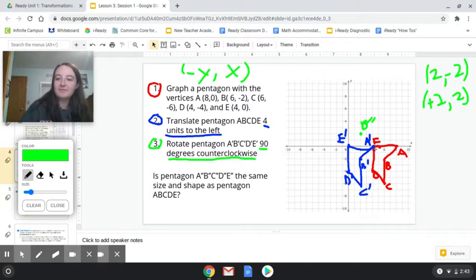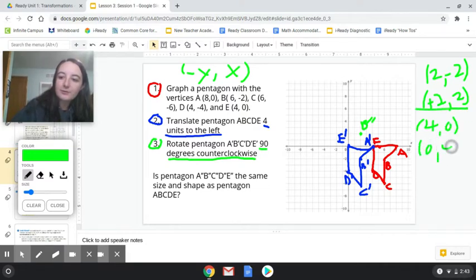What to do is the same for our A prime, which is at 4, 0. So 4, 0 is going to become 0, 4. Since we can't really make 0 its opposite because it's not really positive or negative, it just stays 0. So we have 0, up 4. So there's our A double prime because it's been transformed twice.